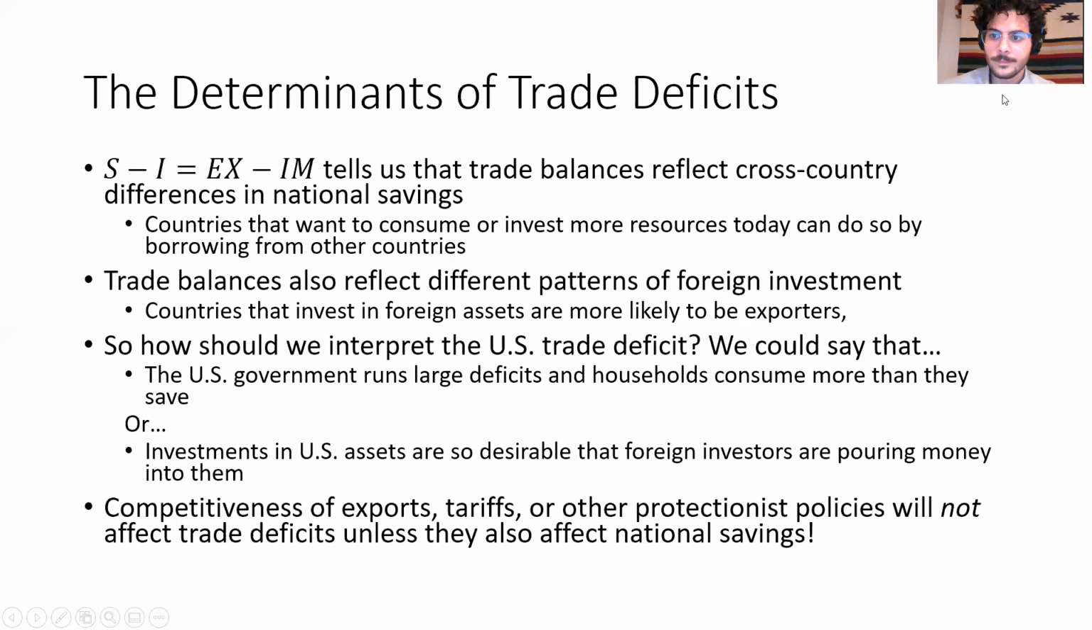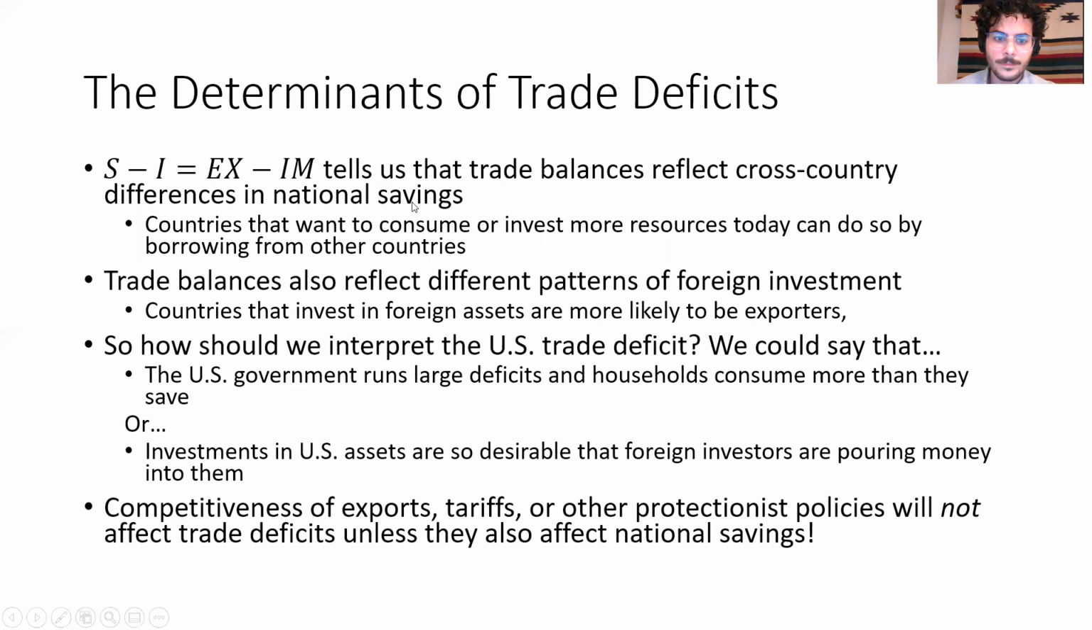So this S minus I equals X minus M equation is going to help us understand the determinants of trade deficits. In particular, it tells us that trade balances reflect cross-country differences in national savings. So countries that want to consume or invest more resources today can do so by borrowing from other countries. And that's going to show up in the trade balance. There's going to be more goods coming into that country today and more money leaving. And that's what this equation is really telling us.